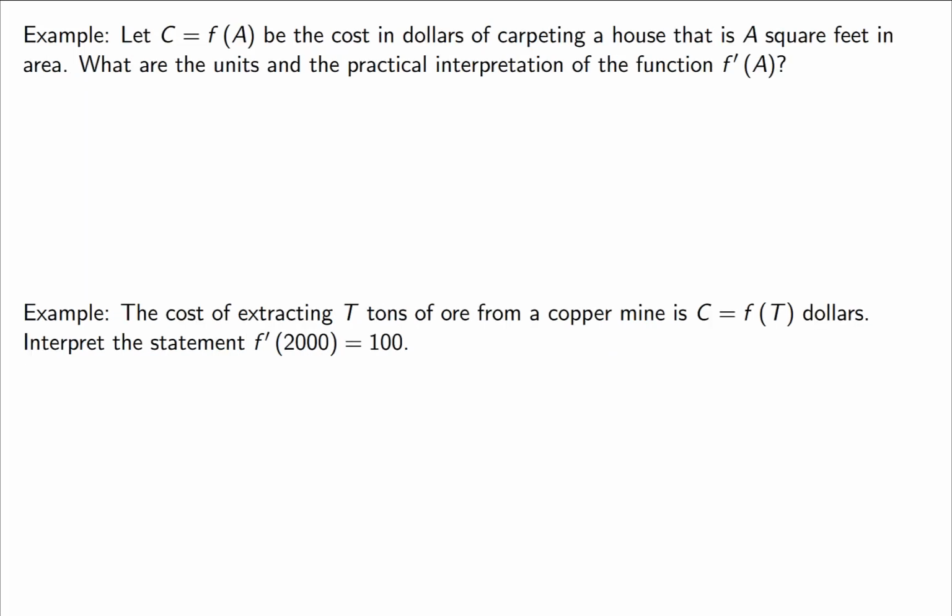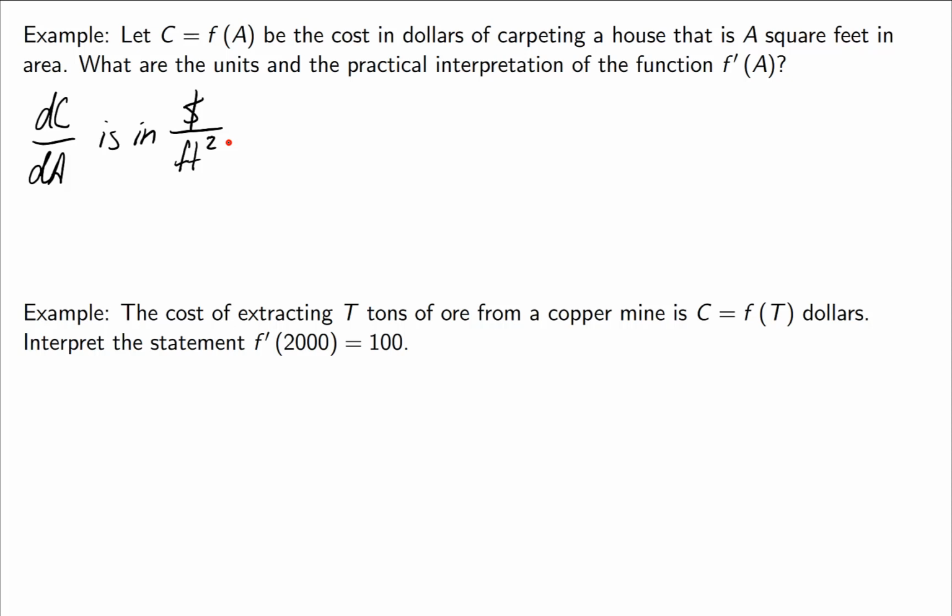Now let's start doing some interpretations of derivatives. For the first example, let C be the cost in dollars of carpeting a house that is a square feet in area. We want to know the units and the interpretation of f prime of a. How would we interpret this derivative? Let's start off with the units by using the Leibniz notation. The Leibniz notation would be dC by dA, and remember C was the cost in dollars, and A was in square feet, so this is dollars per square foot. That's a perfectly normal thing to talk about.